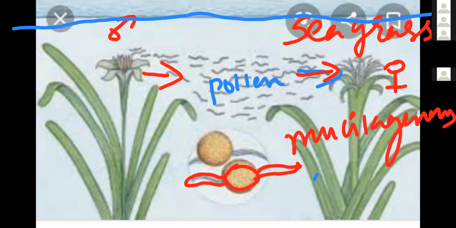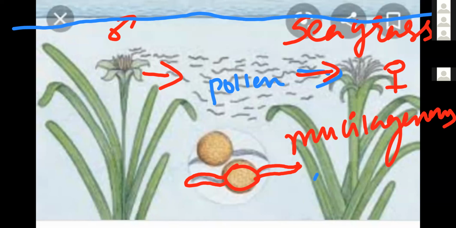Mucilaginous material around the pollen grain. Example, I will tell you about this. Some seeds, when you drop them in water, create a jelly-like layer around them. Have you seen them? Tukmaria seeds. When you drop them in water, they have a jelly-like stuff. That jelly-like stuff is mucilaginous stuff.